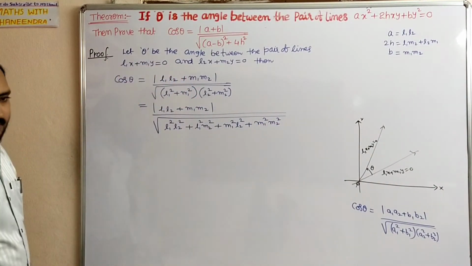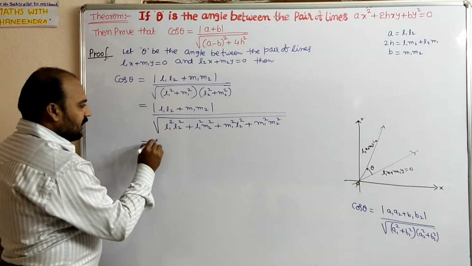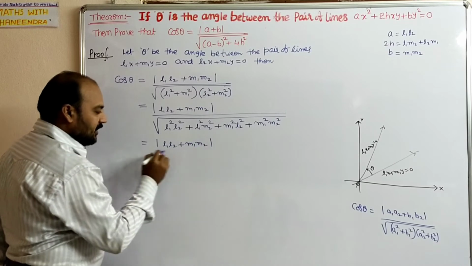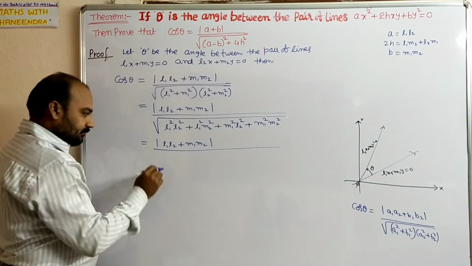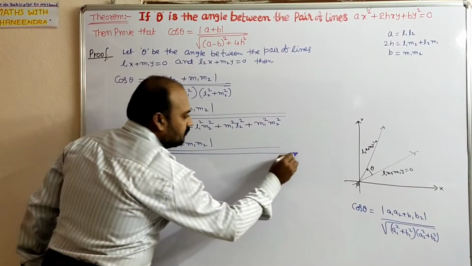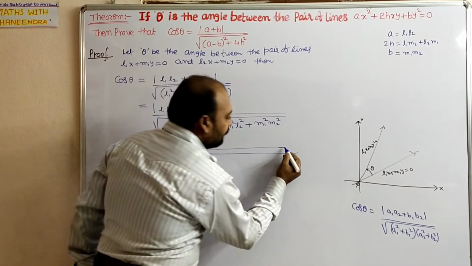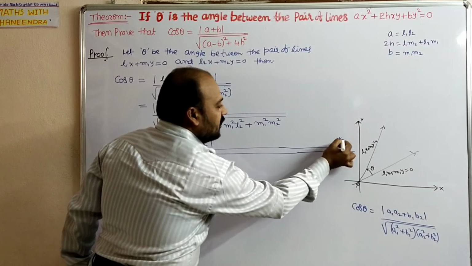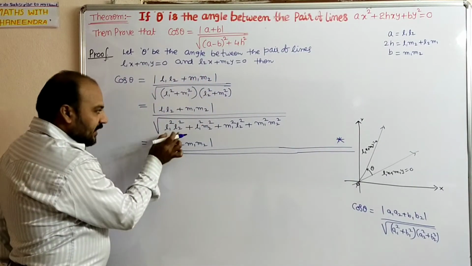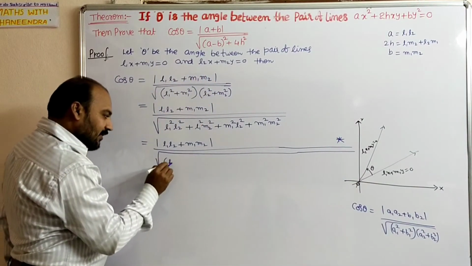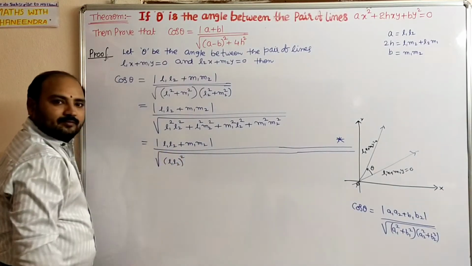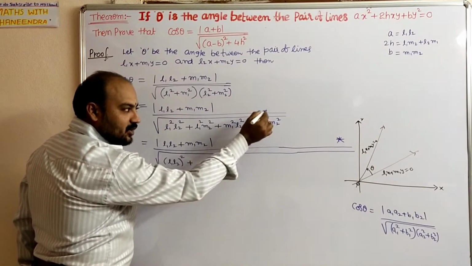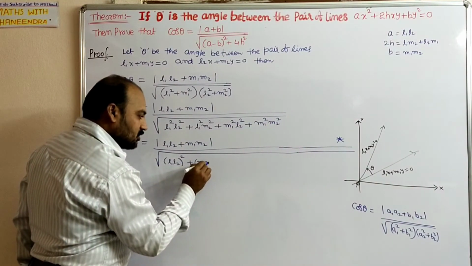So after that, L1 L2 plus M1 M2 divided by square root of, so this is the turning step. I am keeping a star mark here. L1 square L2 square, can we write L1 L2 whole square? After that you take the last one, M1 square M2 square, which means M1 M2 whole square.